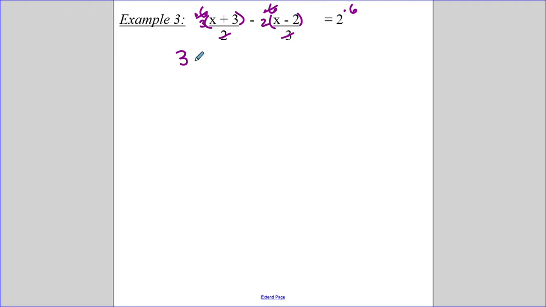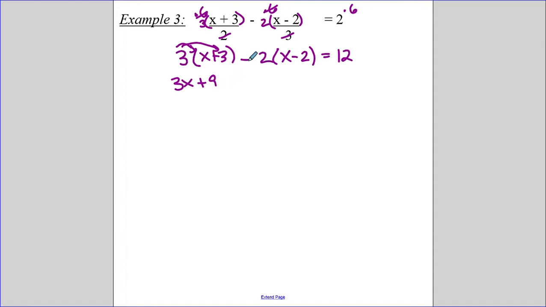So really here I've got 3 times (x plus 3), with no more denominator since it's cancelled out with the 6, subtract 2 times (x minus 2), and that equals 12. So I need to expand my brackets. I need to take the 3 times the x and the 3 times the 3. It has to multiply each term inside the bracket. So then I'll have 3x plus 9.